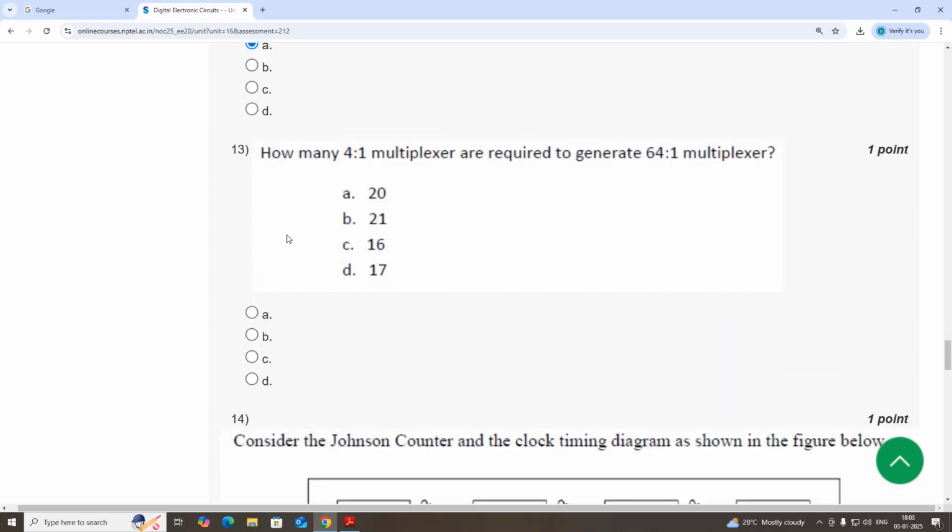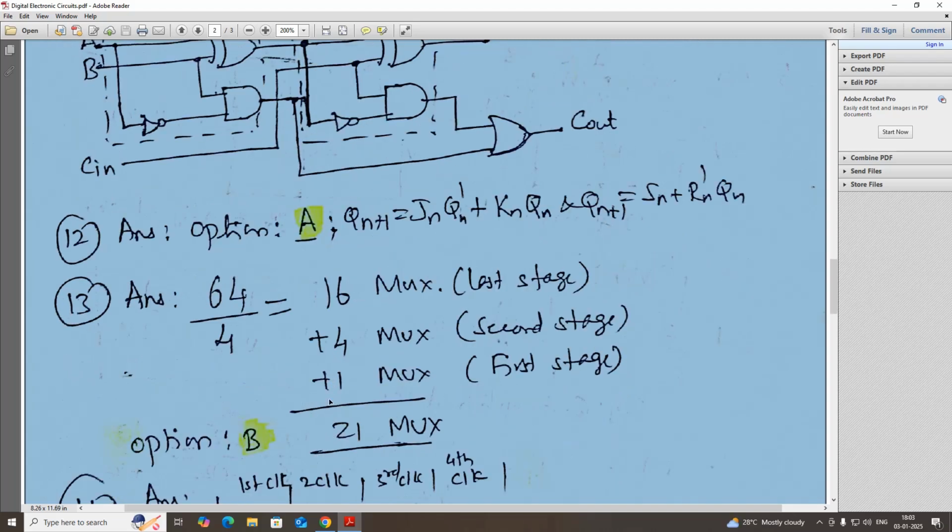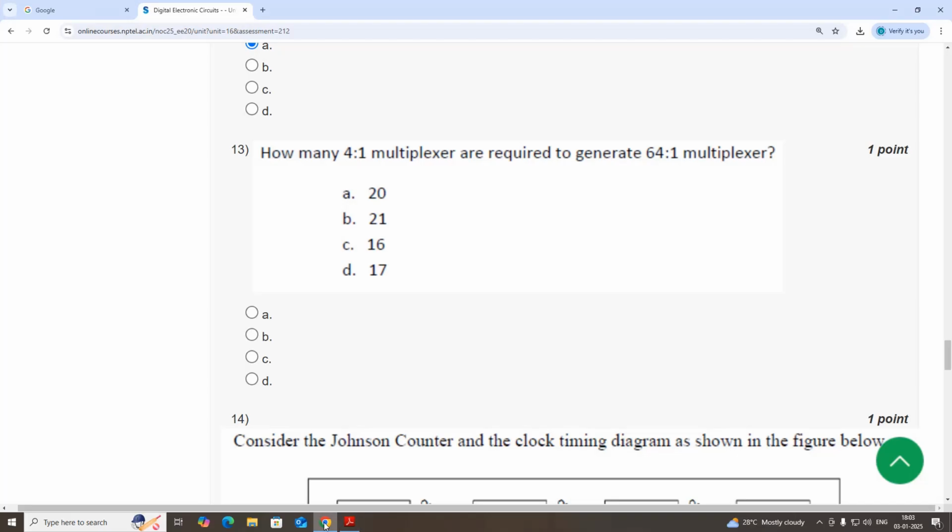13th question, how many 4 cross 1 multiplexers are required to generate a 64 cross 1 multiplexer? Required is 64, given is 4. So 64 divided by 4 is equal to 16. This is for the last stage. To select 16 multiplexers, we need 4 multiplexers in the second stage. An additional 1 is required to select these 4 in the first stage. Add all this, it becomes 21. Option B.